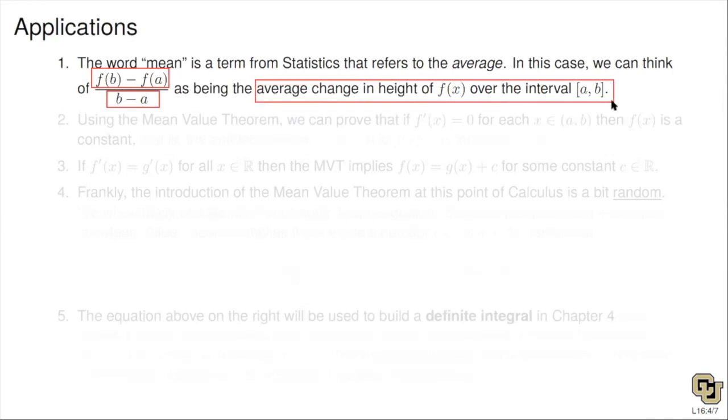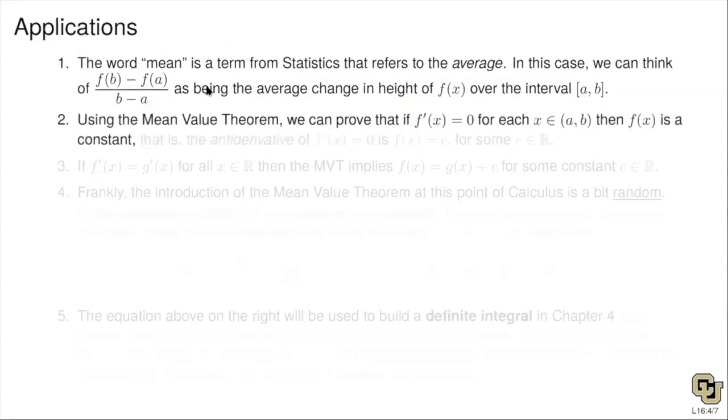Suppose the given interval is 2 units long, and suppose the height went from 0 to 10. Then the average change per unit would be an increase of 5 units in height. Because at 0, it's at 0, at 2, it's at 10. On average, it increased about 5 units for every step in the x direction. So that's why it's called the mean value theorem, because it has something to do with averages, okay?